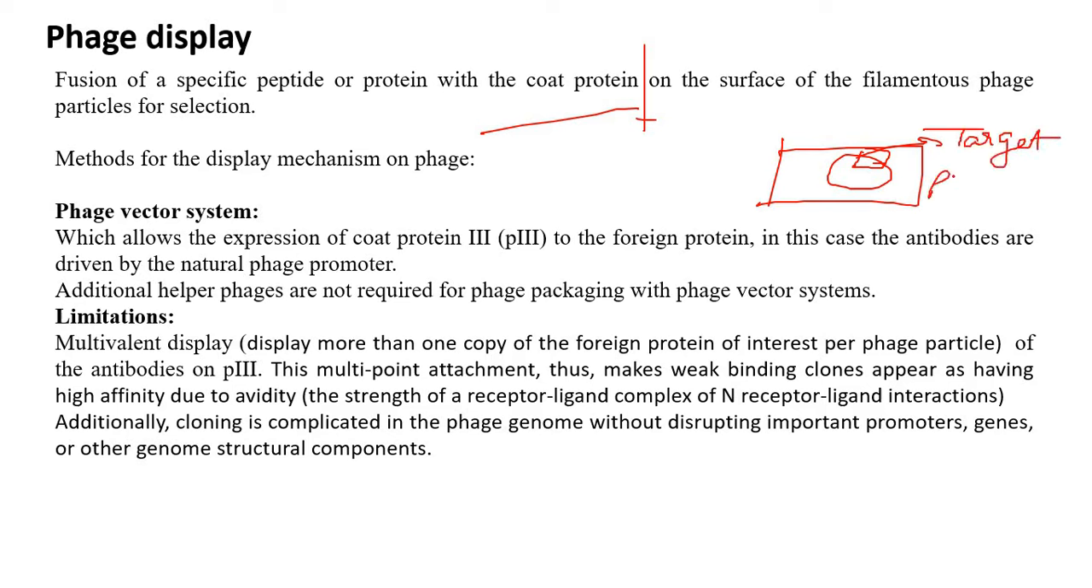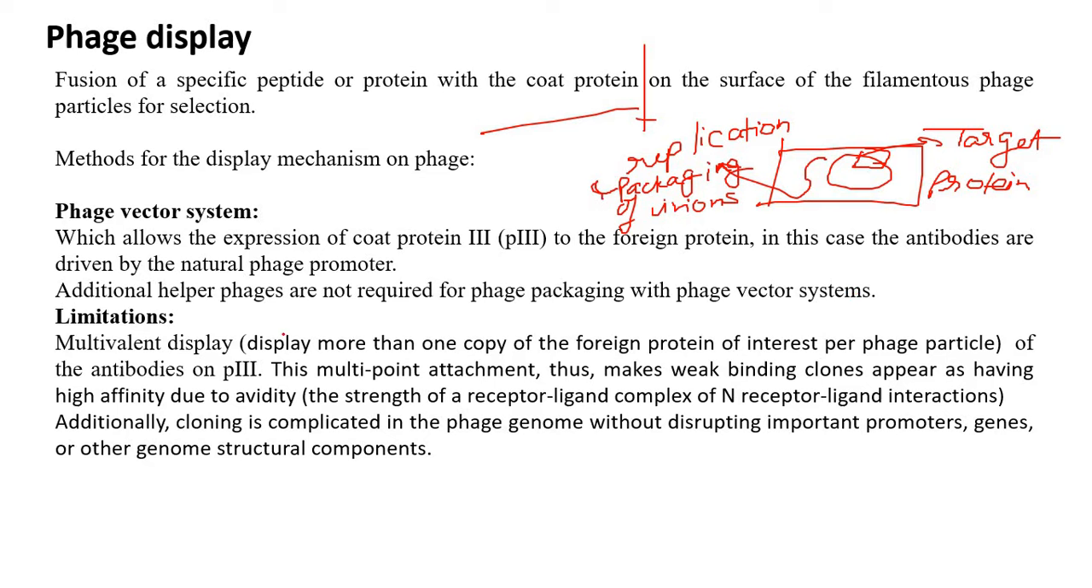In this case, it has all the genes which are necessary for the replication and the packaging of the virus or the virions. This vector has all the genes necessary for its replication, and it also contains the genes for the packaging of the virion. So this is itself sufficient. It doesn't need any kind of helper phage virus when you are performing the phage display library. Additional helper phages are not required for phage packaging with the phage vector system.